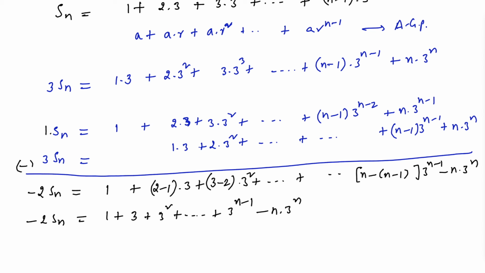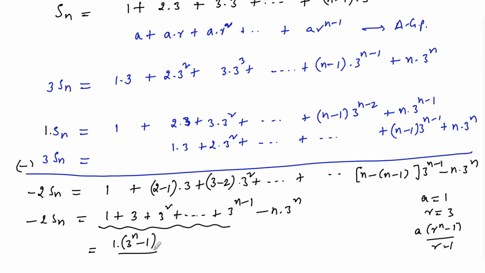So clearly we can see that the first n terms, 1 plus 3 plus 3 square and so on up to 3 power n minus 1, are n terms in GP, geometric progression, whose first term a is equal to 1 and common ratio is 3. So it's a sum to n terms. We can write the sum to n terms as a into r power n minus 1 by r minus 1. So let us use this formula here: 1 into 3 to the power of n minus 1 divided by 3 minus 1, minus n into 3 to the power of n.